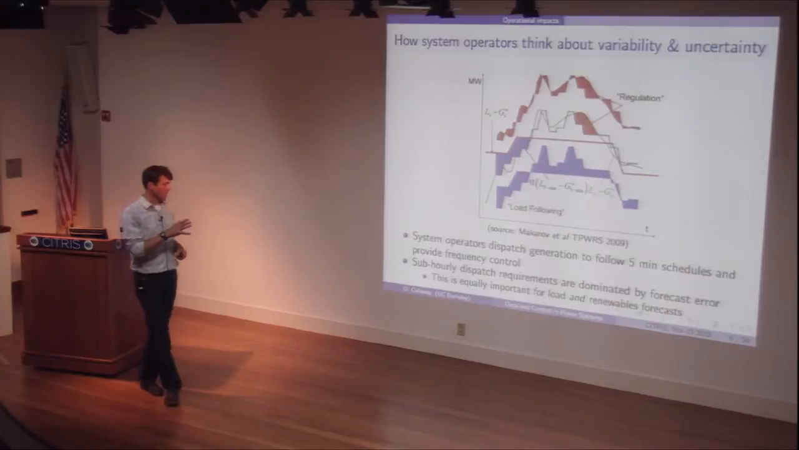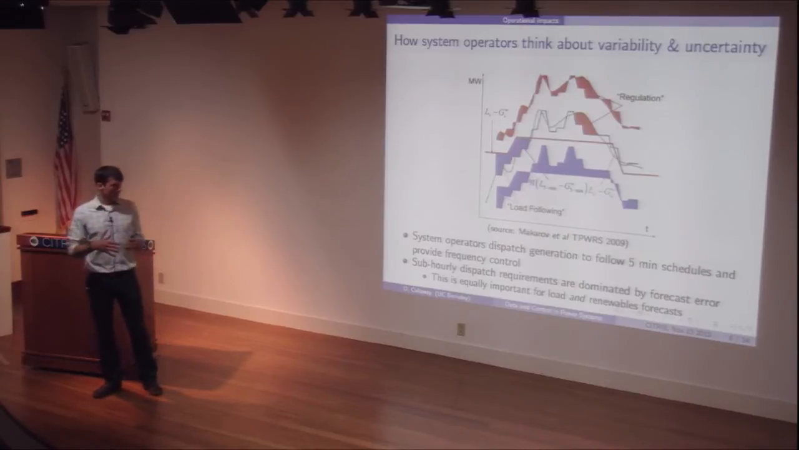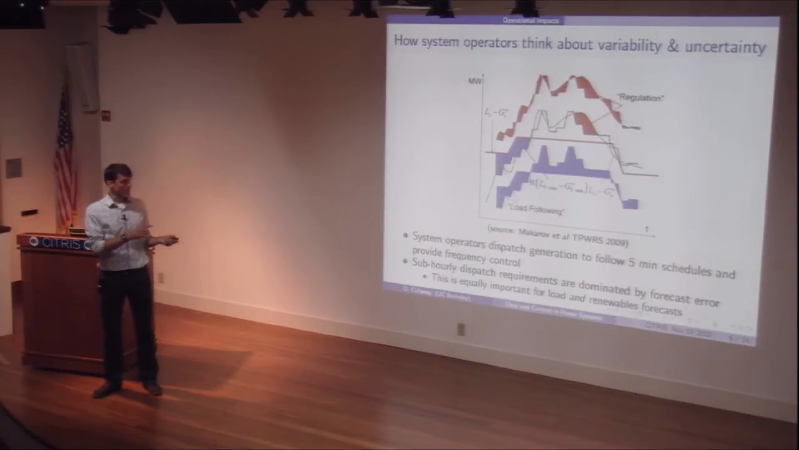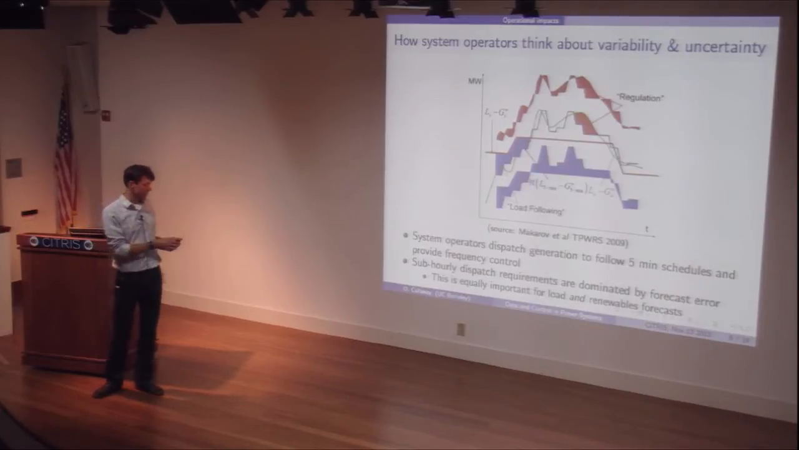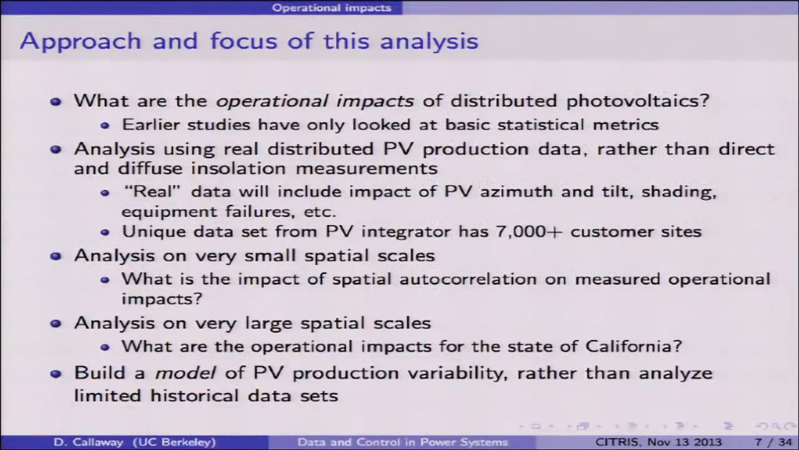So this is actually something that's a little bit unique in the way that we're approaching the problem. People have thought about the variability of distributed photovoltaics before, but not specifically in the context of what the system operator impacts are. So we're trying to couch this as much as possible in real, relevant planning metrics. Okay, so that's the first part of this slide here, that we're trying to focus on operational impacts. That is load following and frequency regulation requirements.